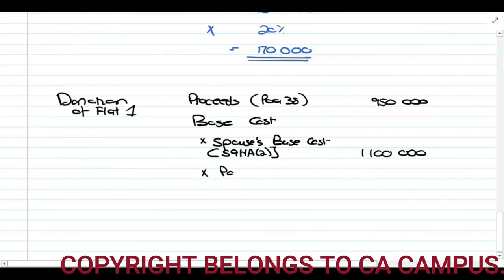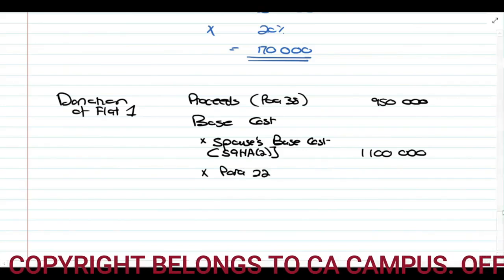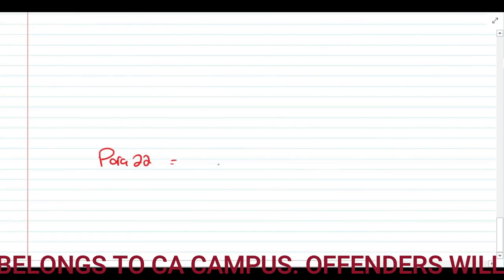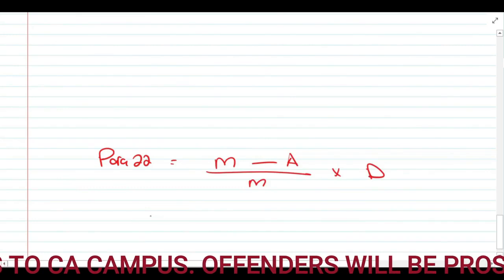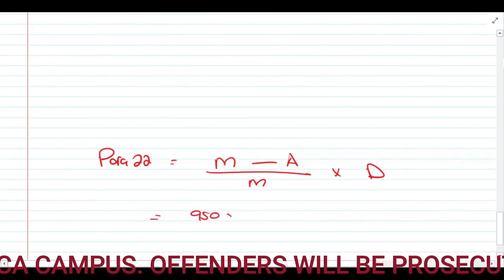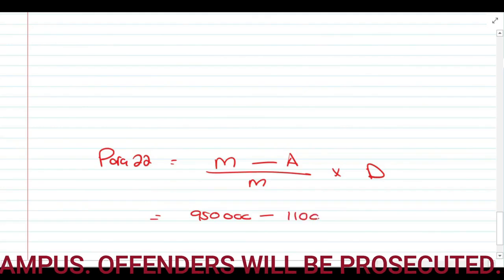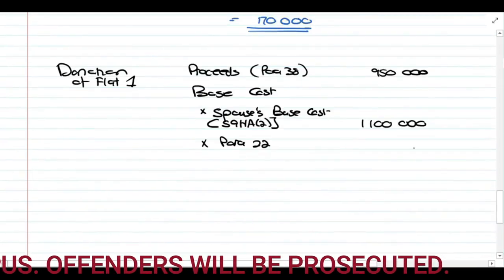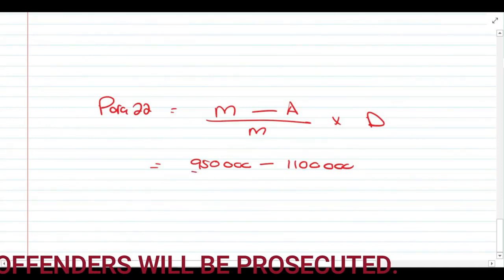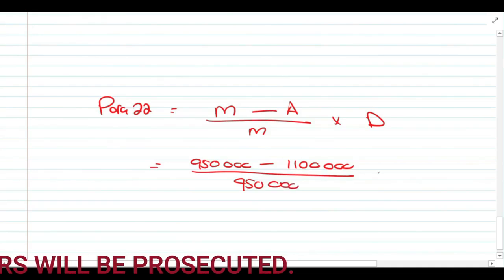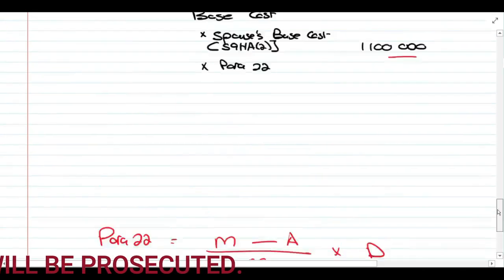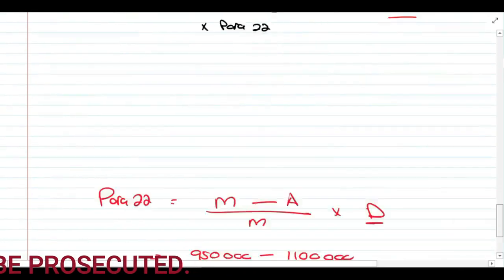You then have to add paragraph 22. So let me just a little bit further down here do the paragraph 22 calculation. So paragraph 22 again is M minus A over M times D. M is the market value, 950,000. A is everything else that is in base cost already, which is that 1.1 million, over the market value times the donations tax. The donations tax is 170,000.